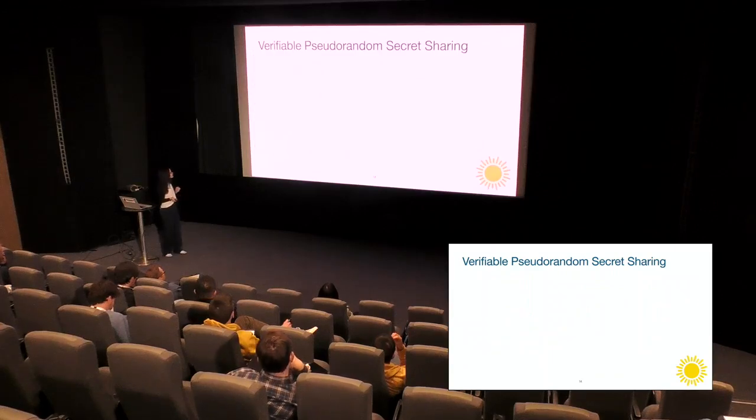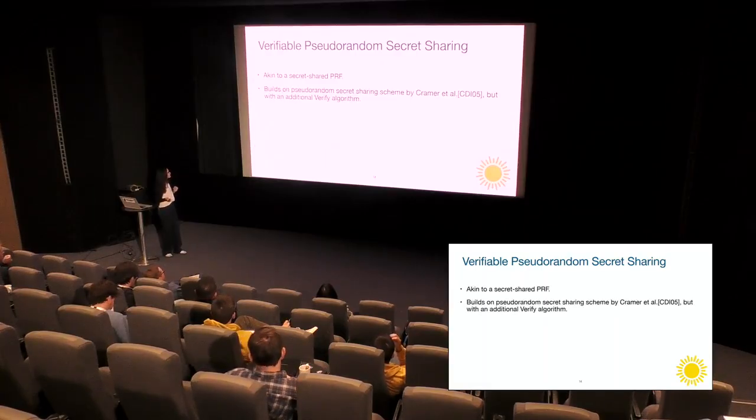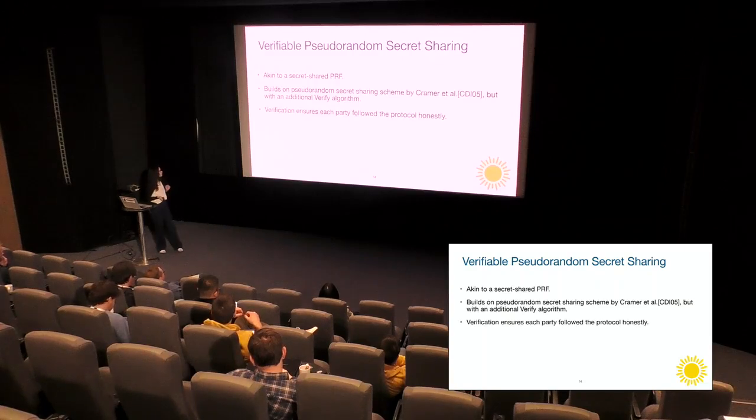Okay, so I showed you this VPSS building block. You can think of this as a secret-shared PRF, and under the hood, it builds on an existing pseudorandom secret sharing scheme by Cramer et al., but with an additional verify algorithm. We actually saw this same building block, I think two days ago, in a lattice threshold signature scheme. So they use the same building block as well. It's nice to see that it pops up in different places. In addition, we use this pseudorandom secret sharing scheme, but then we define a verification step, and that ensures all parties follow the protocol.